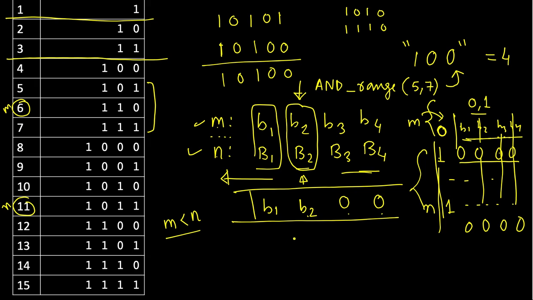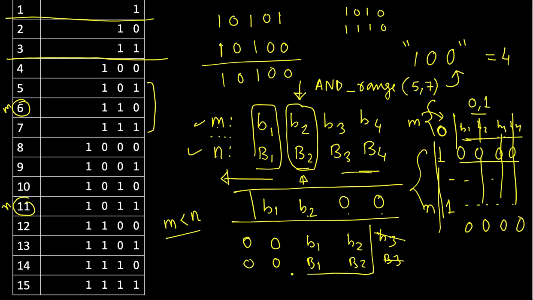So m becomes 0, b1, b2, b3, and b4 goes away. Similarly 0, b1, b2, b3. Again we will see these are not equal, because we had claimed that this is the first bit from where onwards everything is common. So again these will not be equal, so we will right shift again. One more 0 here and this will be gone.